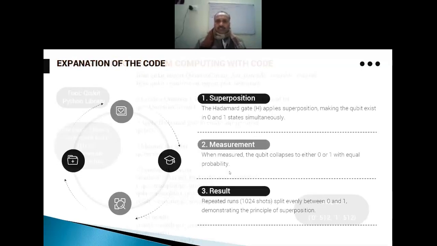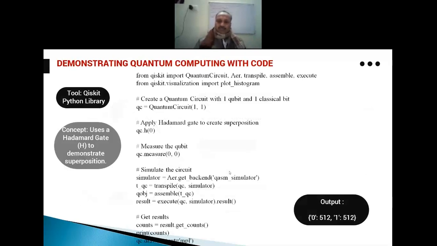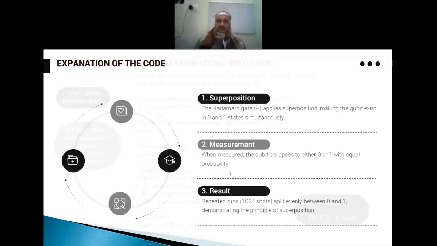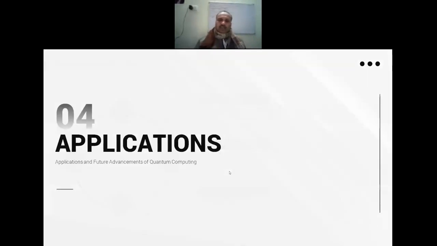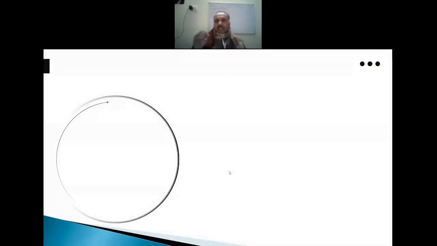So the Hadamard gate applies superposition, making the qubit exist in 0 and 1 states. You have already seen in the code 0 and 1 in the position of superposition. So I'll be using the Hadamard gate. When measured, the qubit collapses to either 0 or 1 with probability. Here, for repeated runs you considered 1024 shots, so it is splitting between 0 and 1. That's why the output you just saw is 0 with 512 and 1 with 512.